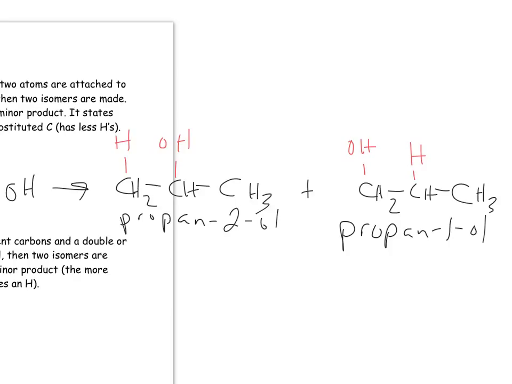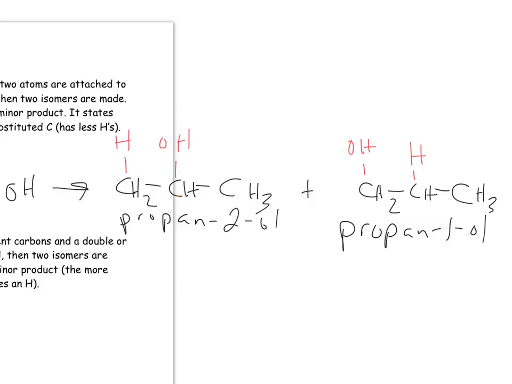Remember, CH bonds are boring, so if a carbon has fewer H's, then it's actually considered more exciting or more reactive. So in this case, if we look at where the hydroxyl group is attached, here it's attached to a carbon that only has one H attached to it. On the propan-1-ol, the hydroxyl is on a carbon that's attached to 2 H's. That's more boring. So the hydroxyl group is more likely to attach in the number 2 position.